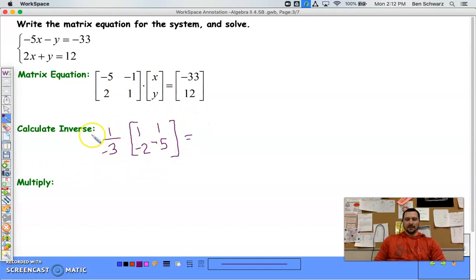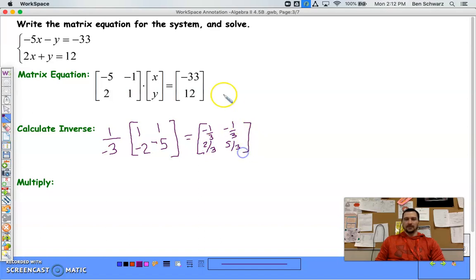So we multiply by our negative 1/3. We've got negative 1/3 on top, then we have positive 2/3 and 5/3.